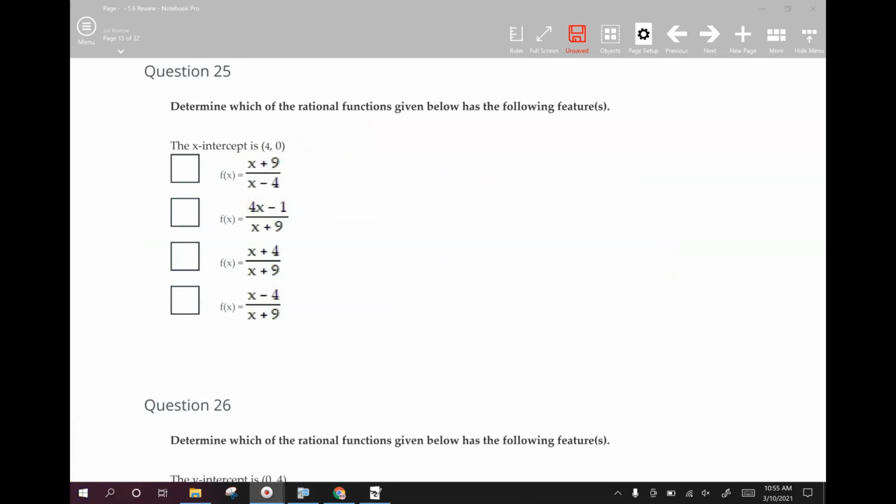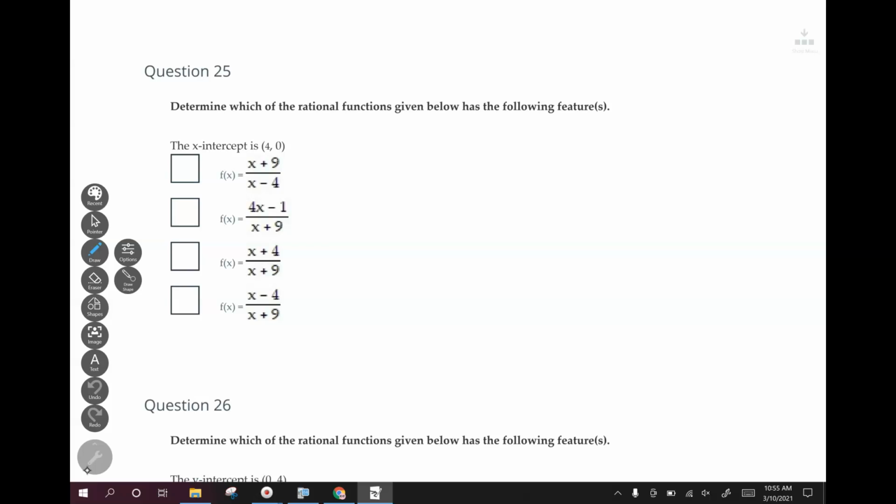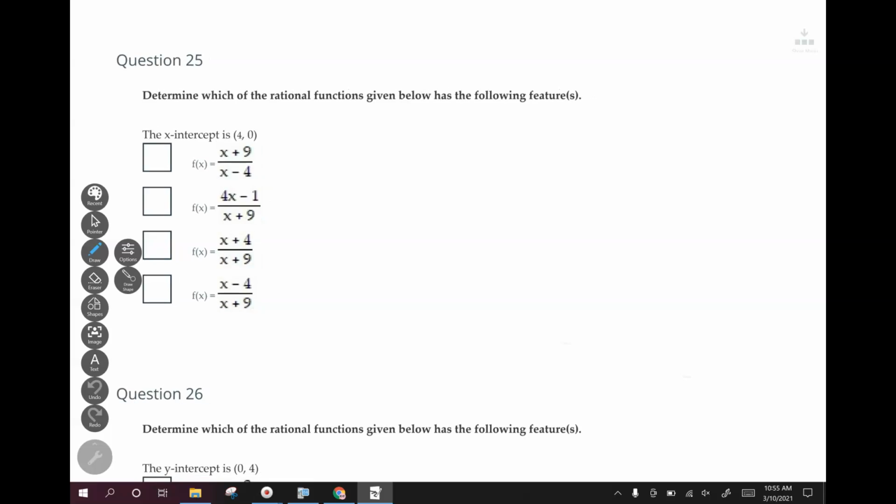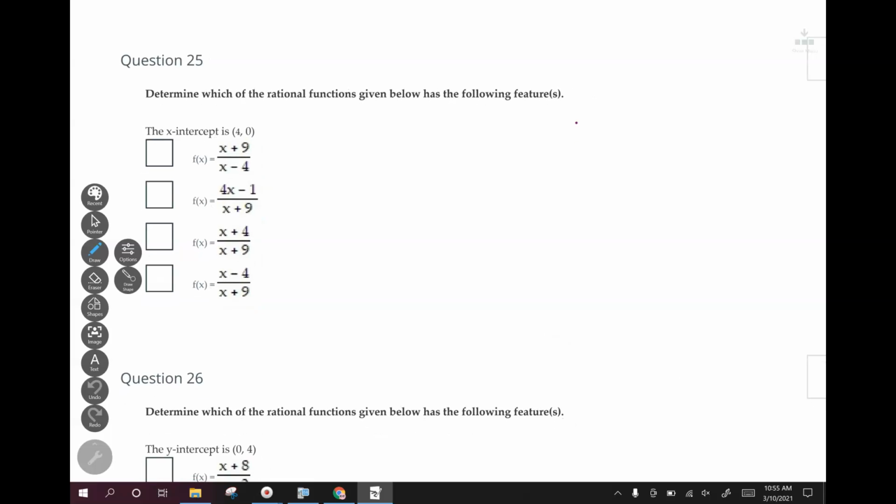So for all of these problems where you're given a feature of the rational function and you're trying to find the correct function, this is kind of like our homework check question from Tuesday where we were matching. So the x-intercept is at 4. Let's discuss these features. How do you get the x-intercepts? The numerator equaling 0. Right, numerator equals 0 will cause the whole function to equal 0.